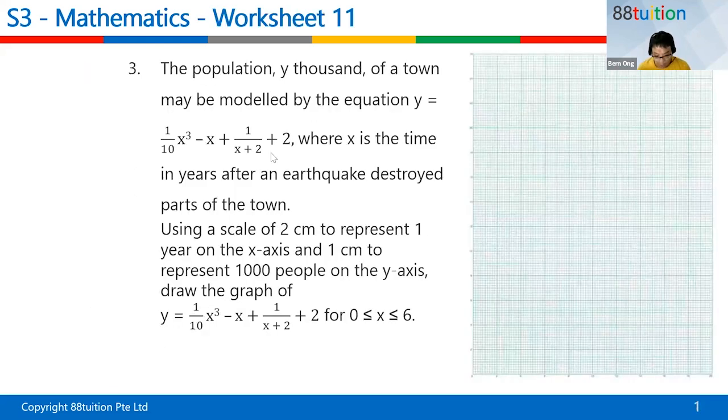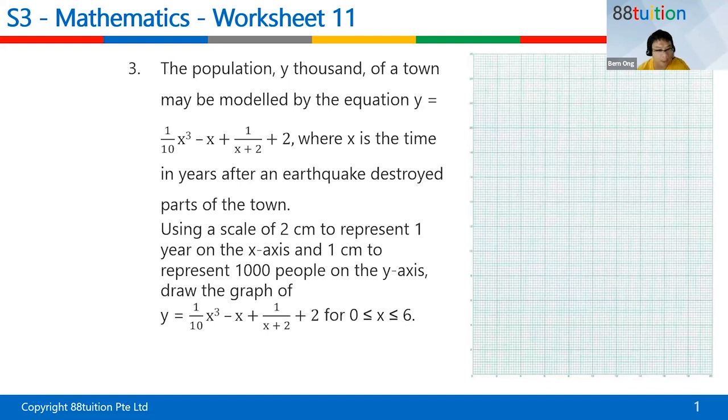Okay, so the population Y, in thousands, of a town may be modeled by the equation Y equals..., where X is the time in years after an earthquake destroyed part of the town. Using a scale of 2 cm to represent 1 year on the x-axis and 1 cm to represent 1,000 people on the y-axis, you're supposed to draw the graph of this one, from 0 to 6.